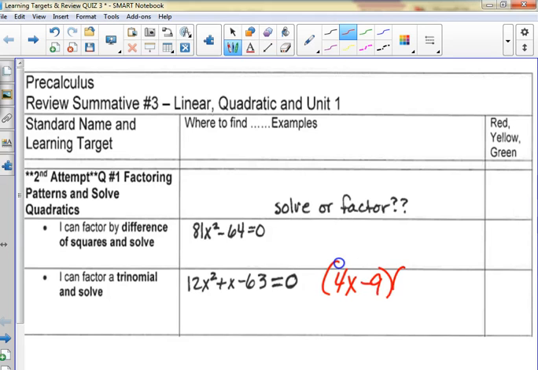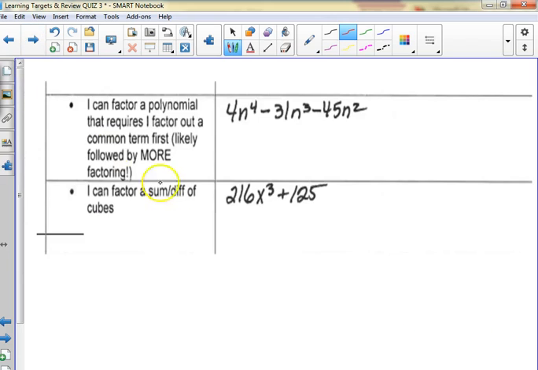4x minus 9 and 3x plus 7. And everybody could solve from there. And this is, how do I know this is one I have to solve? Yeah, because it says equal to 0. All right. What about the next couple?